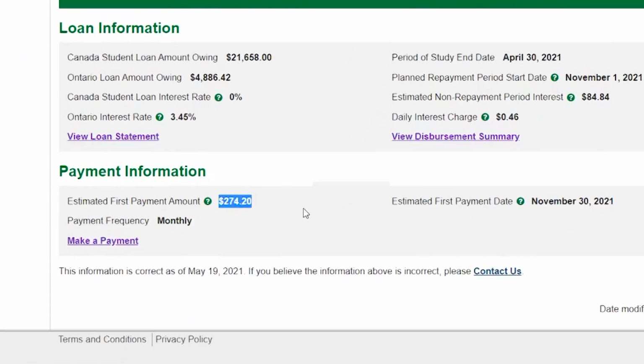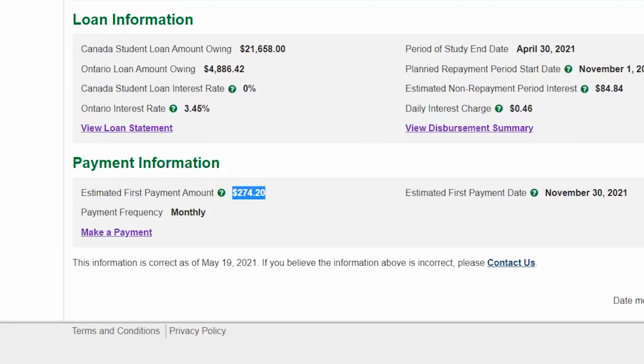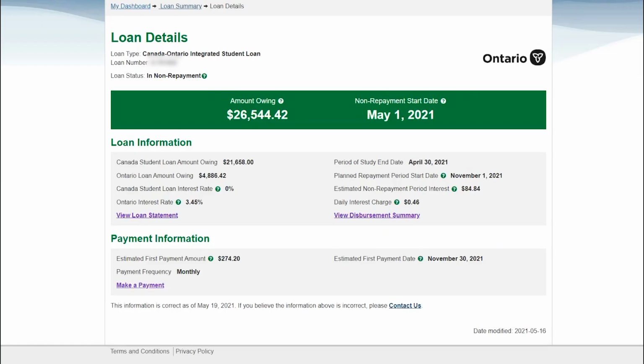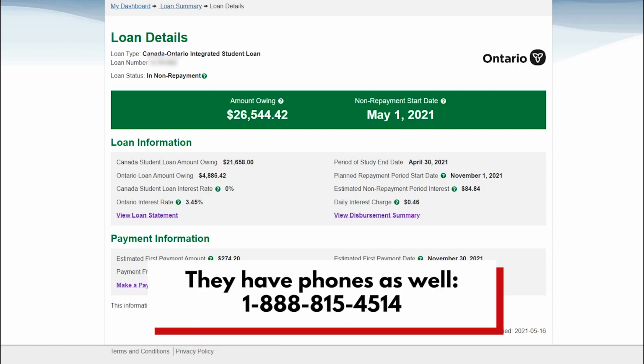And then finally, at the bottom of the screen, we can see the estimated payment is $274 a month. They calculate this number by assuming that you will take 9.5 years or 114 months to pay off your student loan, which to me is kind of a long time. And if you're ever confused about anything on this website, you can always reach out to them through the chat feature. It's really helpful, and I've used it a bunch of times already.